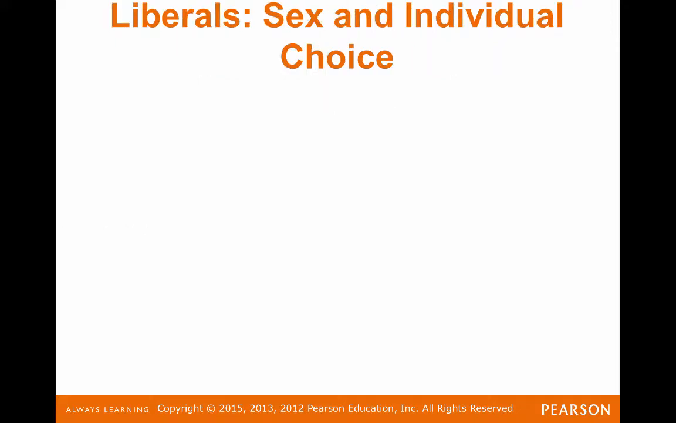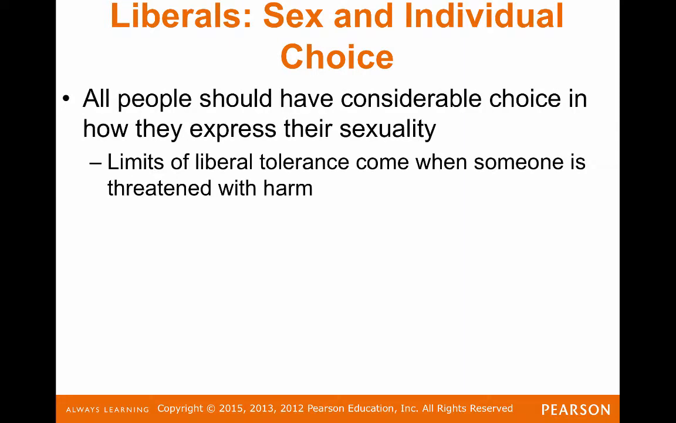When it comes to how liberals look at the issues of sexuality in society, they often look at individual choice, meaning that they think that all people should have considerable choice in how they express their sexuality. So their attitude is basically one of tolerance, right? They believe as long as adults are consenting, they should feel free to express their sexuality, right? So there is some limit to this liberal tolerance, often when someone is threatened with harm.